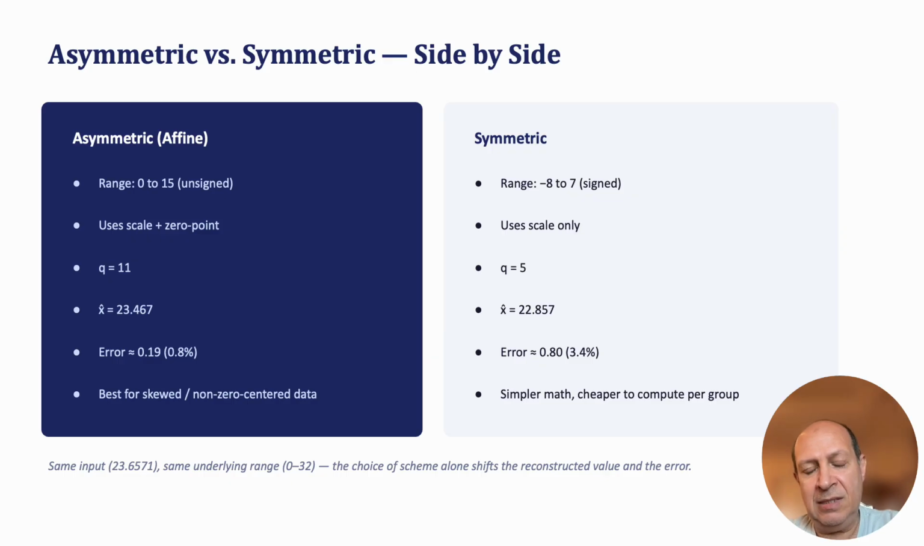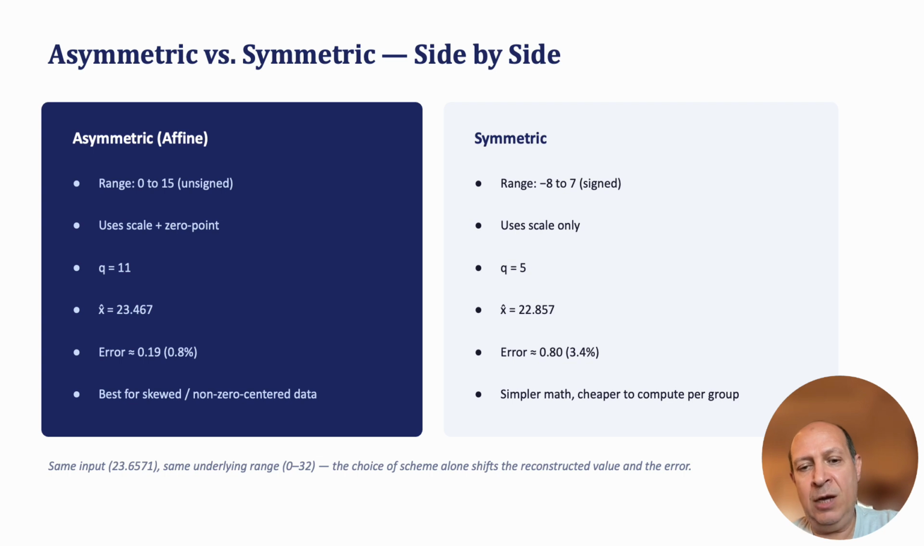In contrast, let's take a look at the right-hand side of the screen, representing the results we obtained from the symmetric quantization. So the range is -7 all the way to 7. And then it uses a scale only, no 0 point, because 0 always falls on the 0 quantization level. We obtain Q equal to 5.